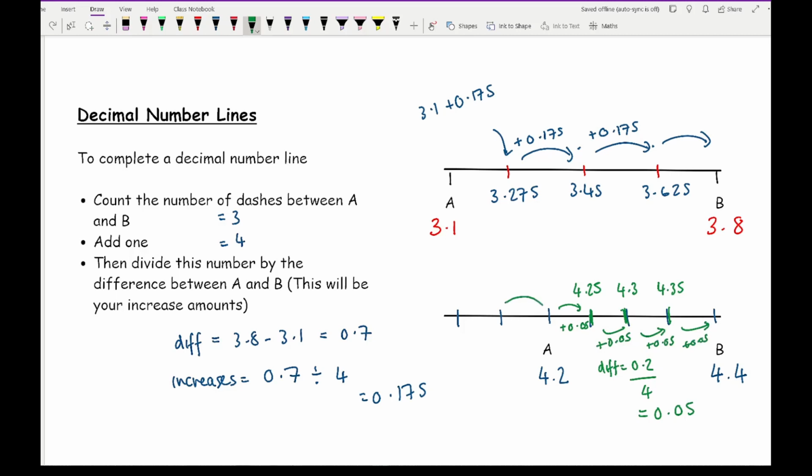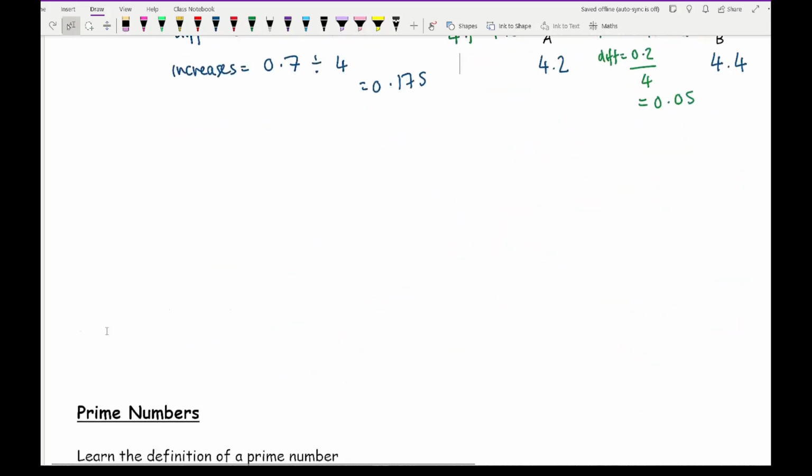Then to work out these numbers, I've got to take it away. So then that's going to become 4.15, and that will then become 4.1. So make sure you can work in both directions when working with a number line.